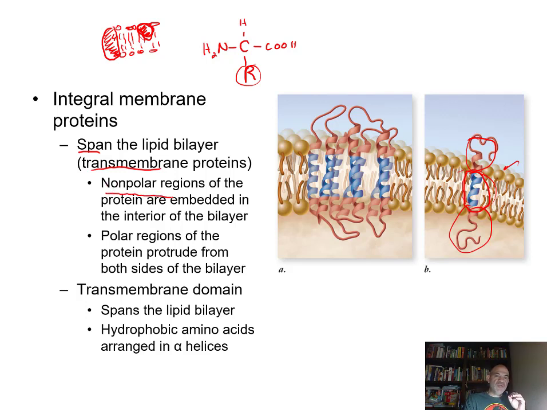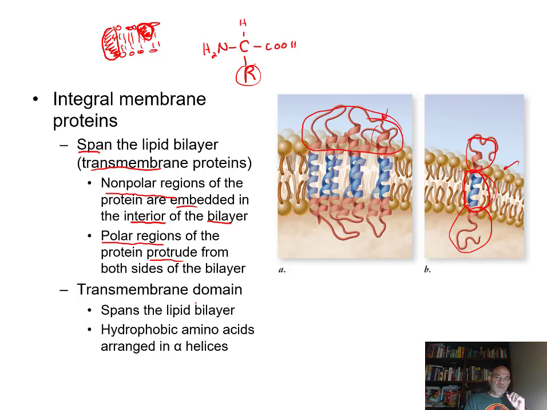They're going to have nonpolar regions that are going to be embedded on the interior of the bilayer. That's the blue area there. Whereas the polar regions are going to be protruding onto the sides, which is, I guess this is an orange color right here. And so you can see this would be the polar parts of it, right? That's the rough structure of these types of proteins.